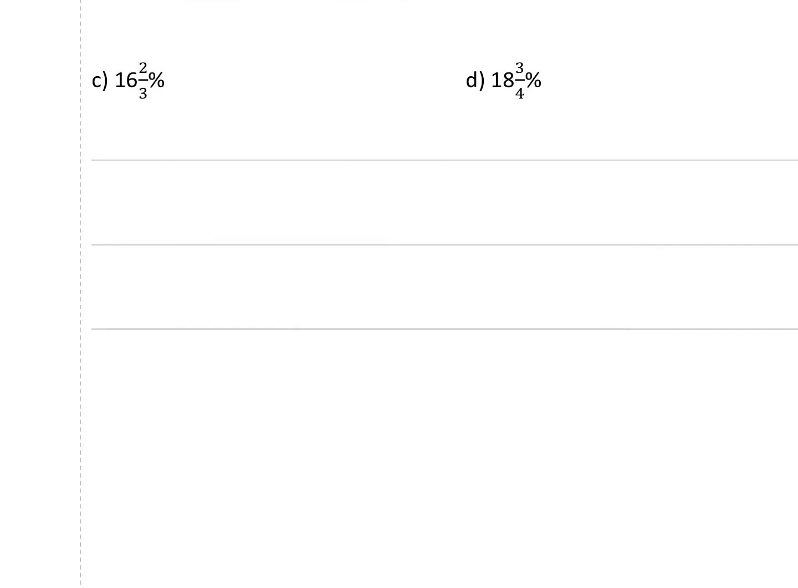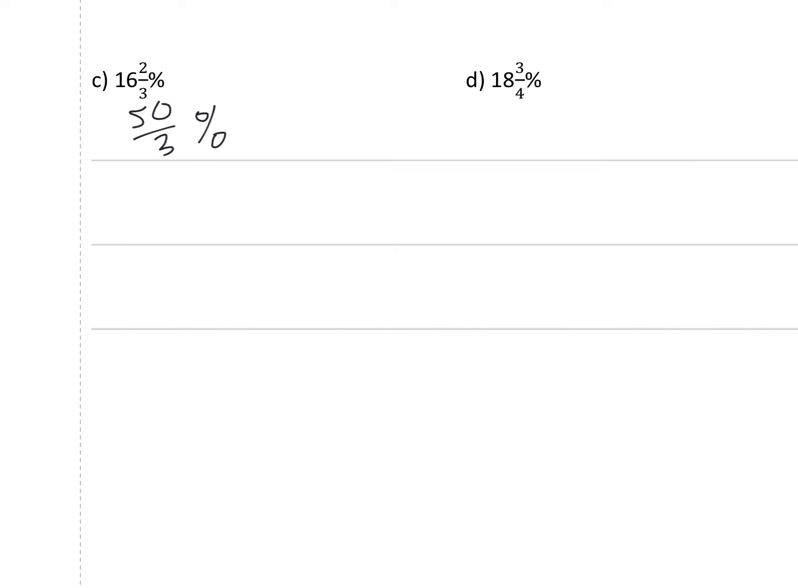Part C. This time I wouldn't want to change the fraction into a decimal because 2/3 is not nice, like a half was nice as a decimal. So we'll change our approach here. To write this as a fraction, what we need to do is write this first of all as an improper fraction, the bit here. So 16 and 2/3, what is that as an improper fraction? Well, 16 times 3 is 48, plus the 2 is 50. So we could write that question as 50/3%. So that's 50/3 out of 100.